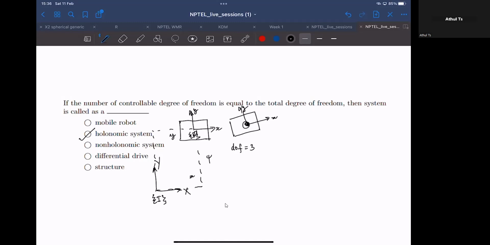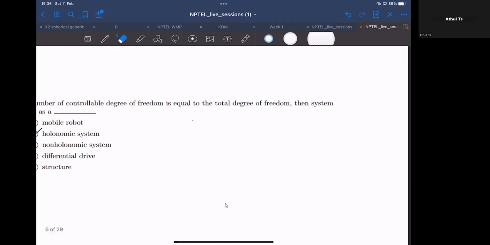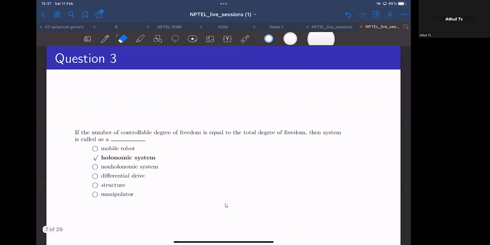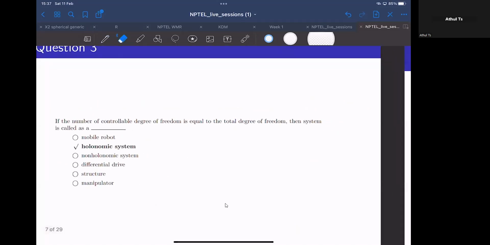So just by looking at the constraints also, you can identify whether the robot is holonomic or not. So in this regard, if the number of controllable inputs is at least equal to the number of degrees of freedom of the robot, then the robot is said to be holonomic. All right. So the answer is indeed holonomic. The robot is called a holonomic robot.